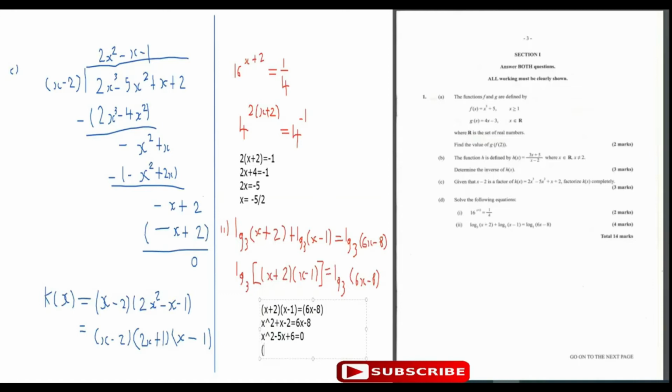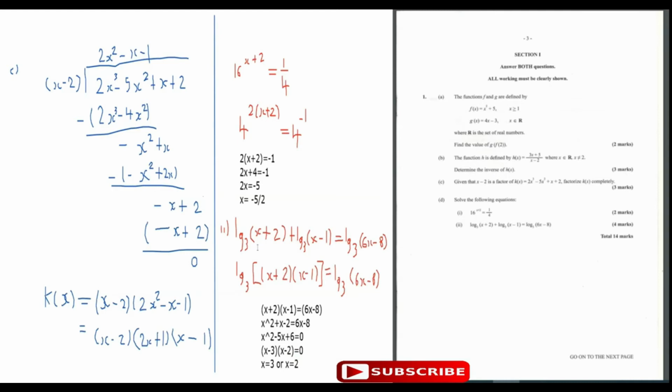So now we can go ahead to factorize, and it looks like x minus 3 times x minus 2 equals 0. So the answer is x is either equal to 3 or x is equal to 2. That's the solution. X equals 3 or x equals 2. And that takes care of question 1.